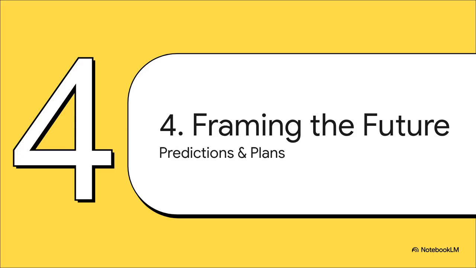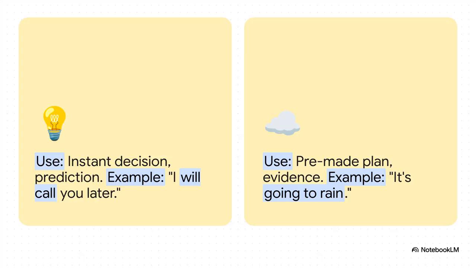All right, on to the future. English has a few different ways to talk about what's next, and choosing the right one really just depends on how certain you are about it. Now this is a big one. You use will for a decision you make at the moment of speaking, a spontaneous promise or an offer. Like, oh, I will call you later. But you use be going to for a plan you made beforehand or for a prediction that's based on really clear evidence. You see those dark clouds? Oh man, it's going to rain.